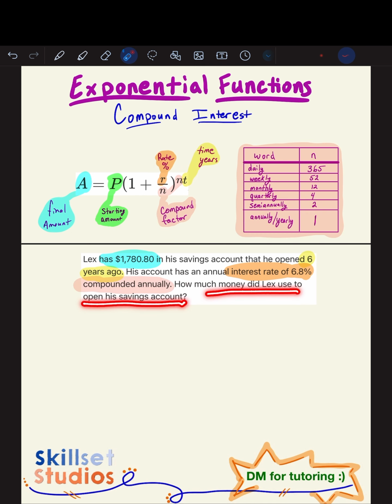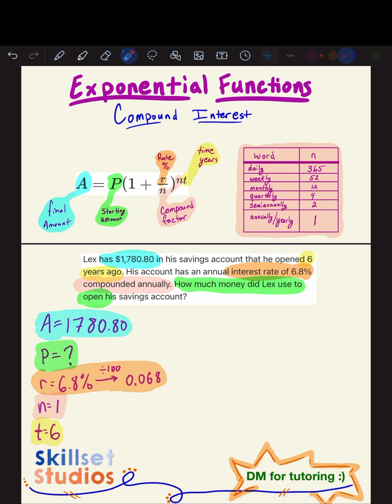How much money did he use to open the account? How much did he put in? How much did he start with? That's our P. So same as before, if we write out all our values, substitute them into this formula, then here's what that should look like.